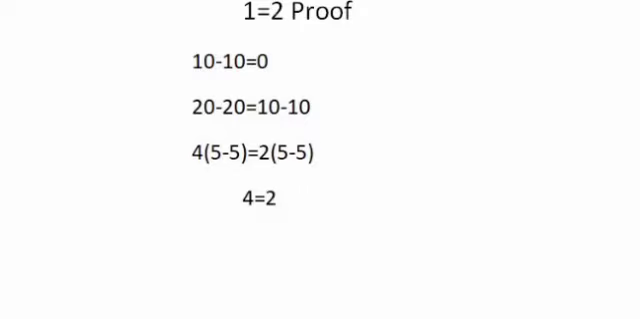Now we divide both sides by 2. So 2 equals 1, right? And similarly we can write 1 equals 2. So our proof is completed. Look, can you find out the error?